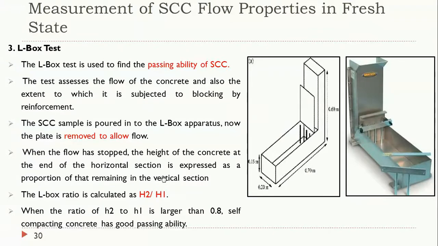This apparatus consists of a rectangular section box in the shape of an L. You can see there is an L shape with the vertical section as well as the horizontal section, and we have a movable gate. You can see the movable gate in both the pictures, and also reinforcement bars are fitted in the vertical length.